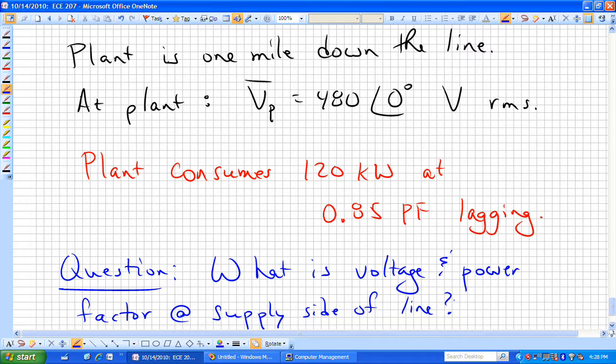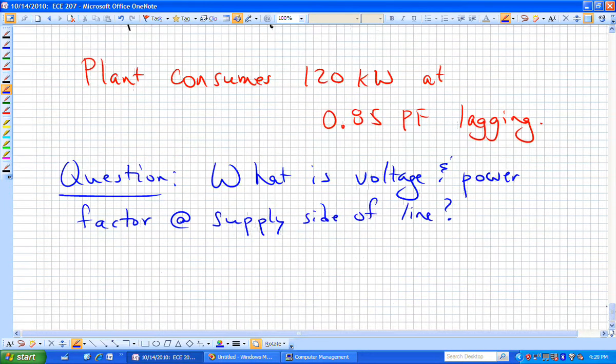The plant's at the load side, and now we want to walk a mile towards the supply and measure the voltage over here a mile away, and we want to know what's the power factor this far away from the plant. At the plant, what do we know? We know the power factor is 0.85 and it's lagging. We have an inductive load, and what else are we told about the plant?